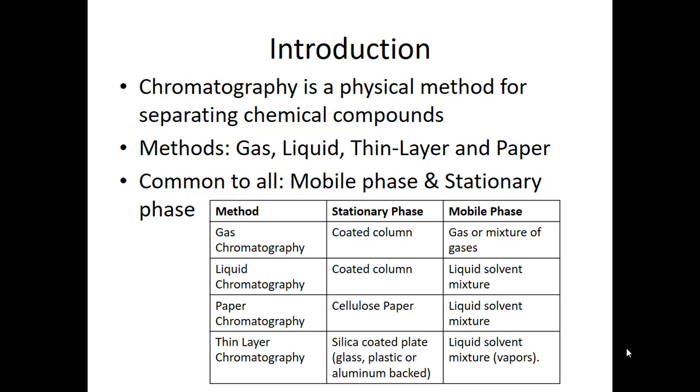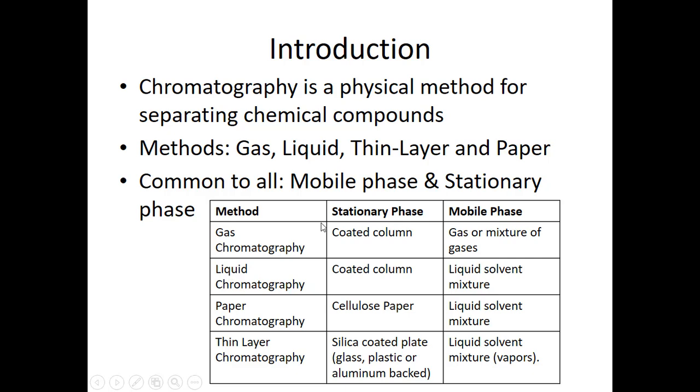Chromatography is a way to separate chemical compounds, right? One way. There's several different methods. You can use gas chromatography, liquid chromatography, thin layer chromatography, or even what we are doing here, which is paper chromatography. And what's common in all chromatography processes is that you have a mobile phase and a stationary phase. So let's look at the different methods.